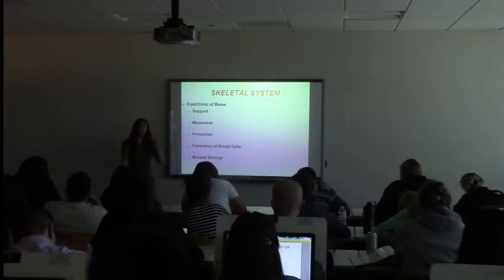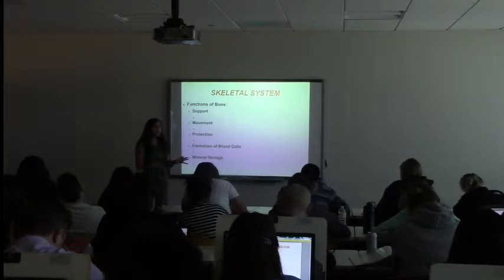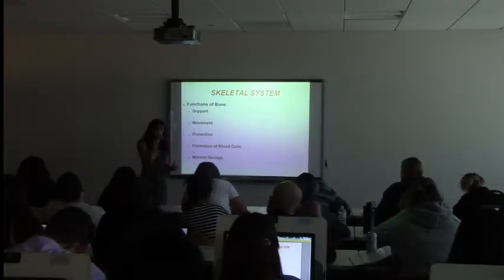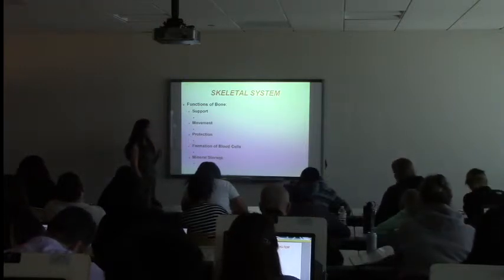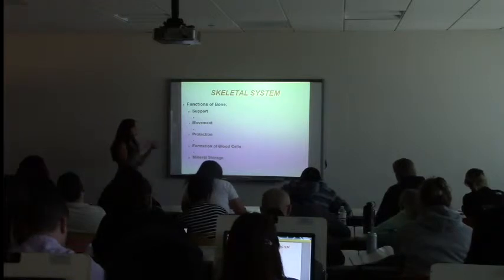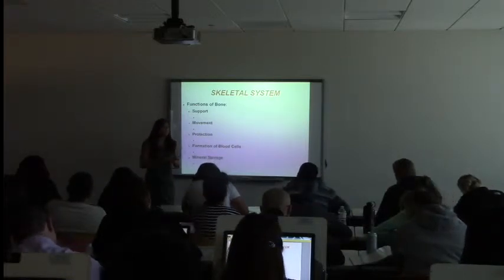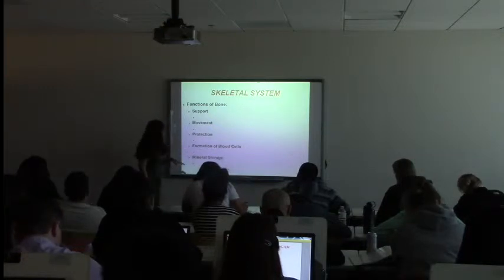Movement, because muscles attach to bone. Okay? So basically, when bones move, it causes the muscles to move. Then you have protection. Basically, the bones will protect your internal organs. Example is your rib cage. Your rib cage basically houses the heart and the lungs, therefore it protects it.